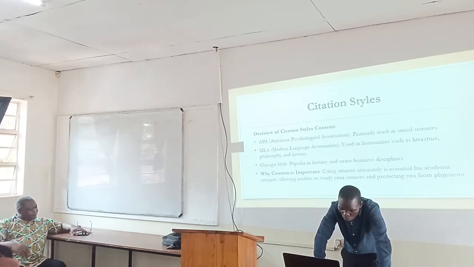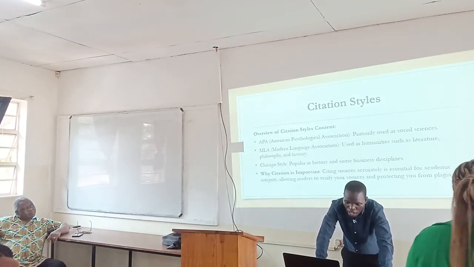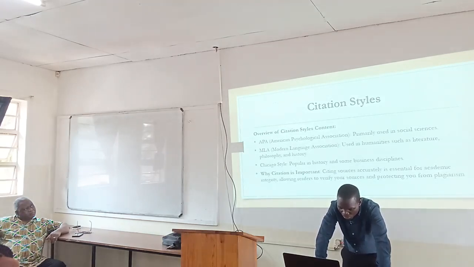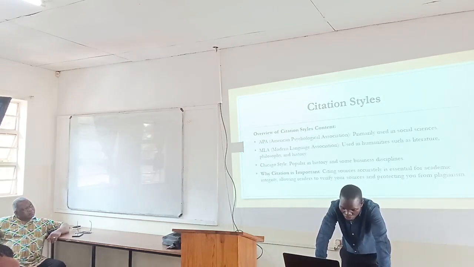Apart from what I've just said about the citation styles, the most notable styles are three. We have APA, which stands for American Psychological Association, which is primarily used in social sciences. The second one is MLA, which stands for Modern Language Association, which is best used in humanities. The last one is Chicago style, popular in history and some business disciplines.